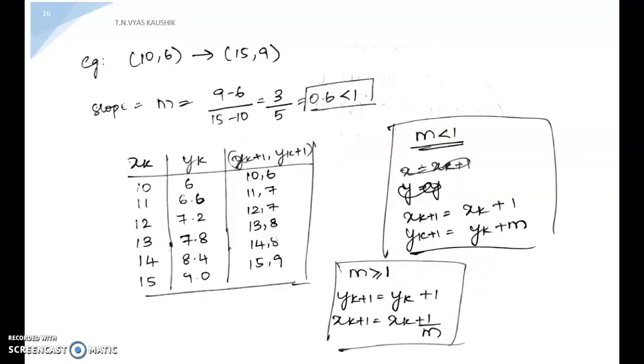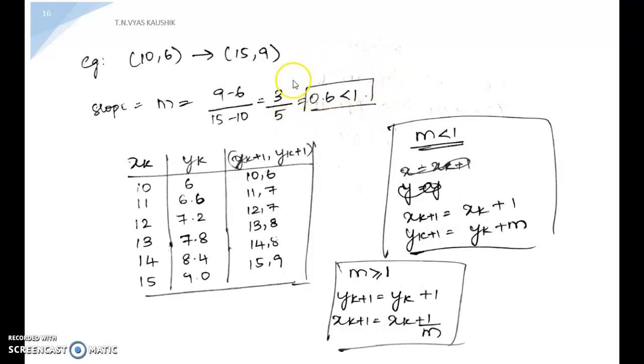To understand the DDA algorithm a little better, let me explain this entire algorithm and how it functions using an example, so you will be able to understand it better. Suppose a question is asked: use the DDA algorithm to find the middle points between (10, 6), which is the starting point, and (15, 9), which is the ending point. The first step is to calculate the slope. Slope m = (y2 - y1) / (x2 - x1) = (9 - 6) / (15 - 10) = 3/5, which is equal to 0.6.